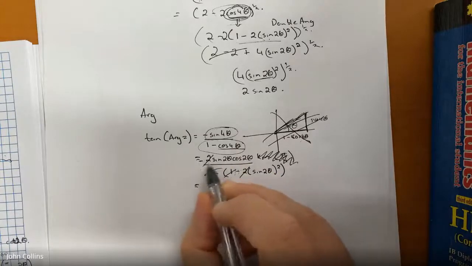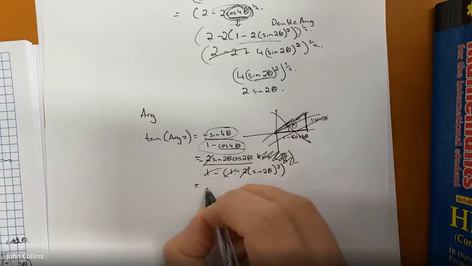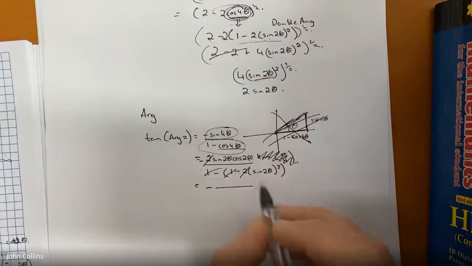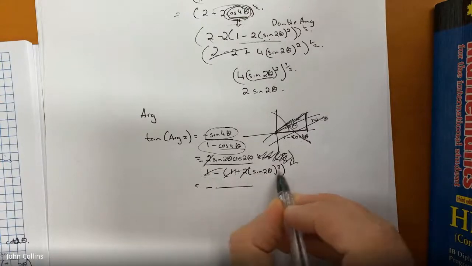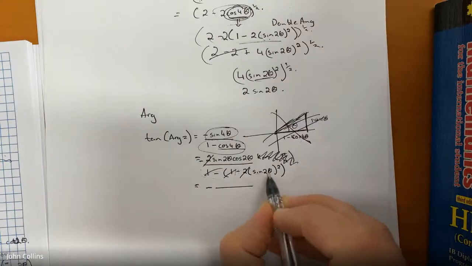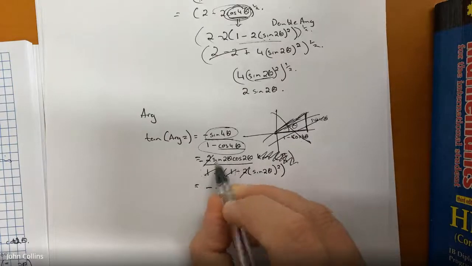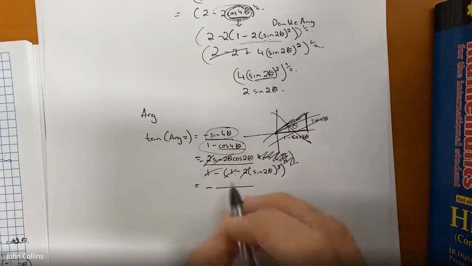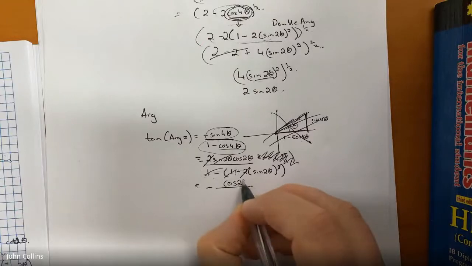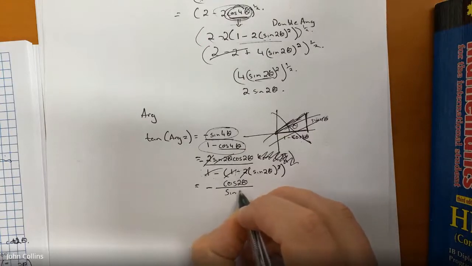Well, 2 cancels 2. We still have a negative up here, so the whole thing is going to be negative, I know that. On the bottom, there's sine squared 2 theta, and there's a sine 2 theta here. So that one's going to go with one of those. So I'm left with cos 2 theta above and sine 2 theta below.